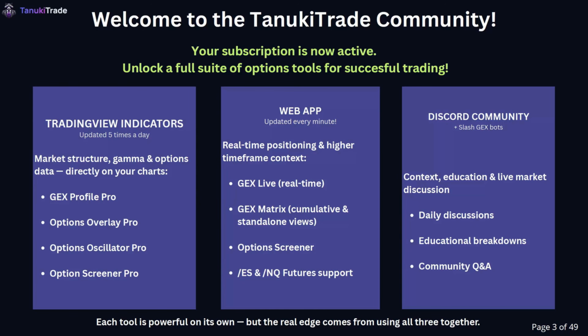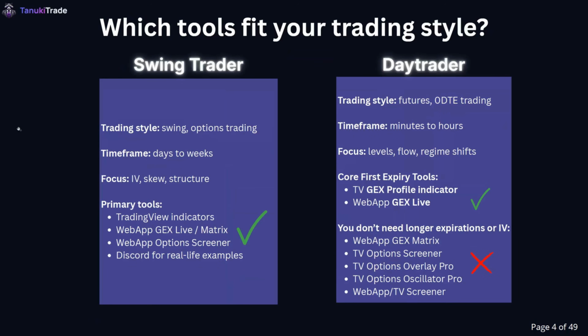But before I show you around in each pillar, let's talk about the trading style and the different tools that someone can use. We differentiate between two types of traders, the swing trader and the day trader. The swing trader is usually trading with stocks or ETFs for the longer term, or they are trading options with option strategies. The typical time frame for a swing trader is days to weeks, and the main focus is around IV, the skew, the structure, the option strategies.